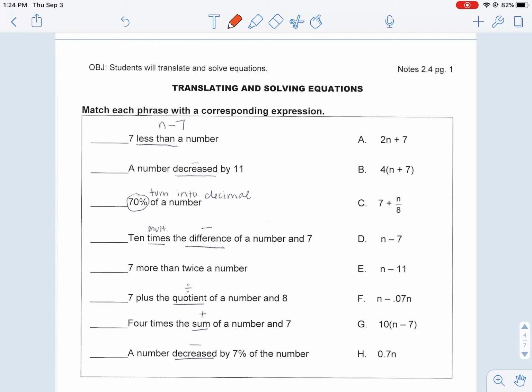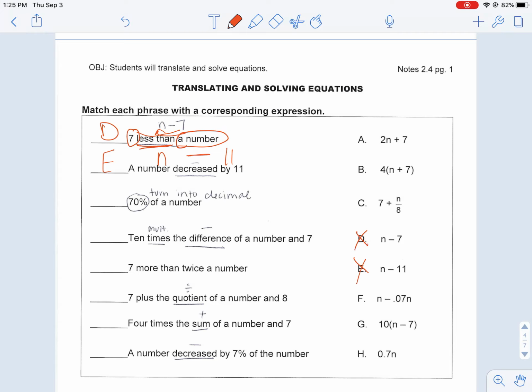So up at the top for our notes, we are asked to do some matching. So they talk about 7 less than a number. Remember the words less than are turnaround words. So whatever is in front will go to the back. Whatever is in the back will go to the front. The word less means subtract. So that would match with answer choice D. For the next one, we have a number decreased by 11. We don't know what that number is, so we're going to use an N as a placeholder. The word decreased by means subtract, and then 11. So that would be answer choice E.